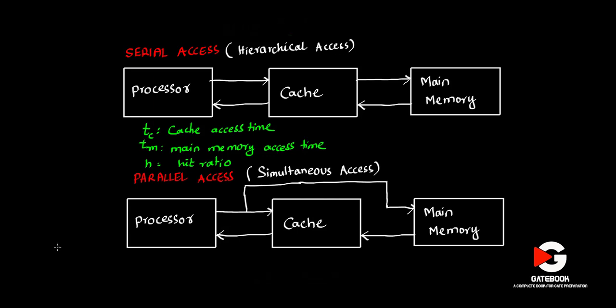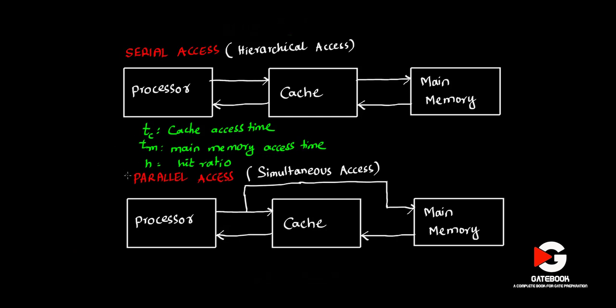In this video, we talk about the most controversial topic of GATE computer science, that is serial access versus parallel access. If a question is given, should we follow the strategy of serial access or parallel access? Serial access is also known as hierarchical access, and parallel access is known as simultaneous access. So let's first understand what serial access and parallel access are. After that, we will see which one we should go with.